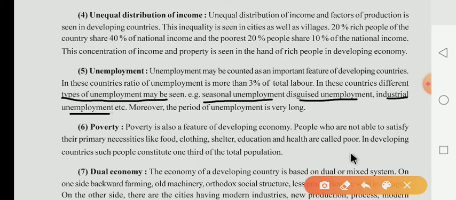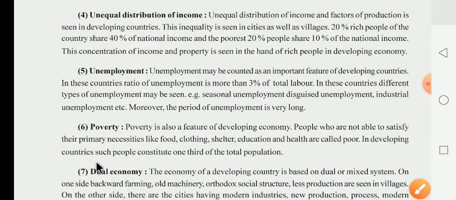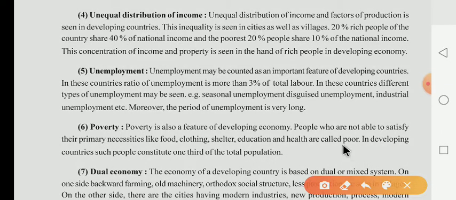Our next topic is poverty. Poverty is also a feature of developing economy. People who are not able to satisfy their primary necessities like food, clothes, shelter, education and health are called poor.